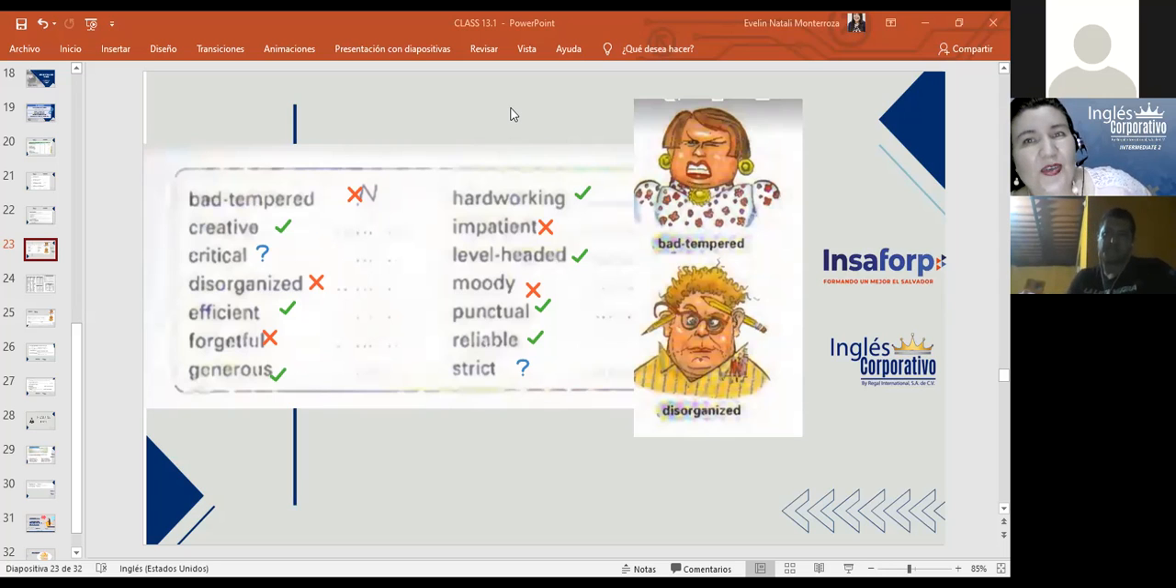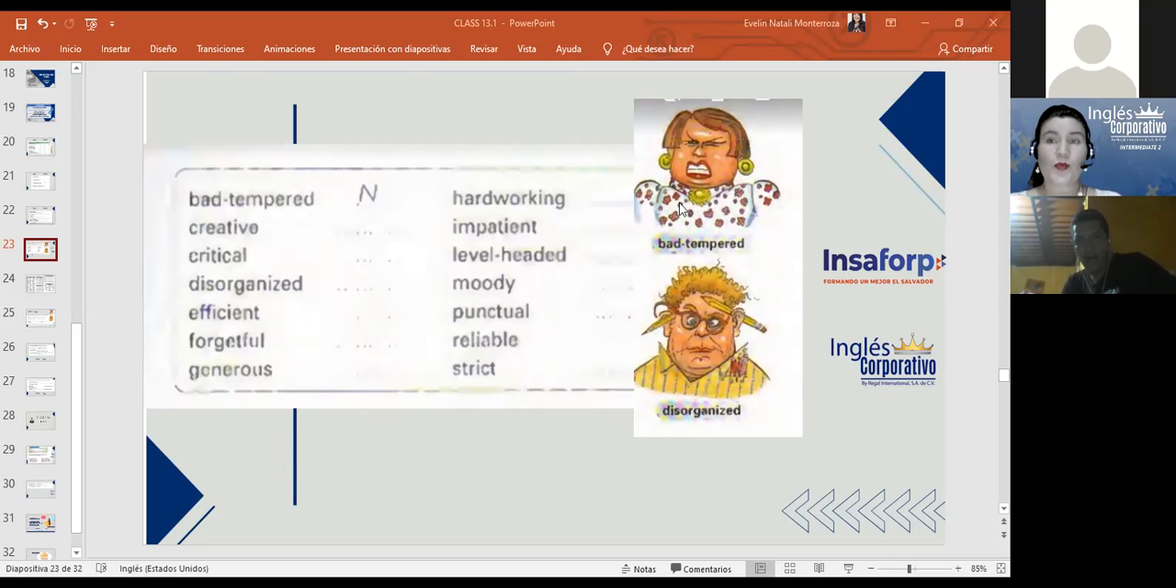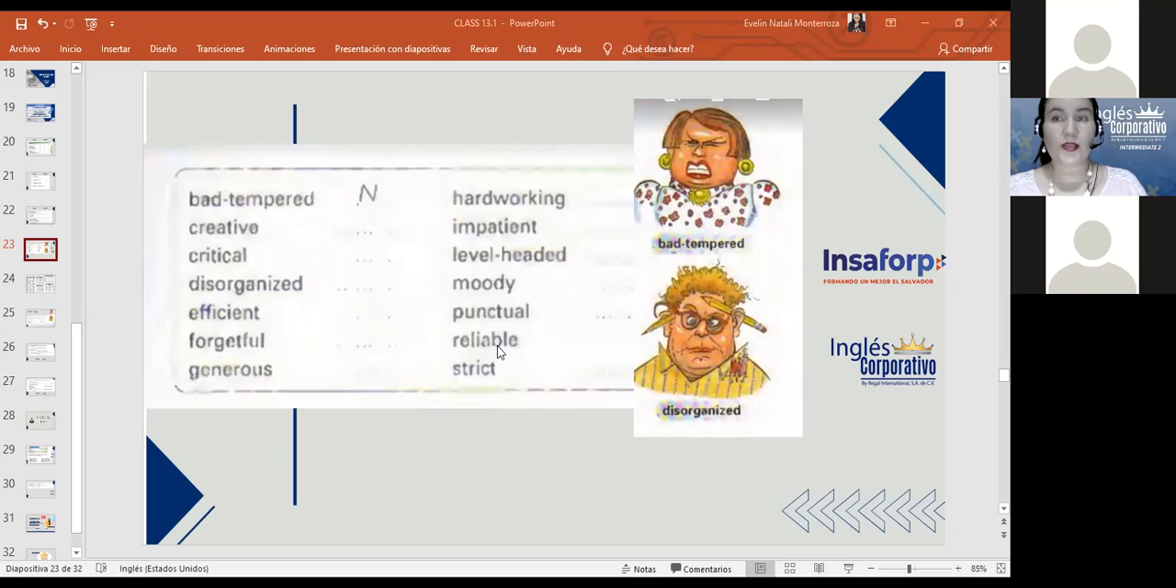So now that you know these ones, okay, ¿alguna pregunta, alguna duda acerca de estos y su significado? Level-headed. Level-headed es que piensa con la cabeza fría. Thank you. Okay. Any other one? Reliable. De confianza. Que puedes confiar en él o ella. Reliable. Okay. If not, we are going to move into the list that I send you.